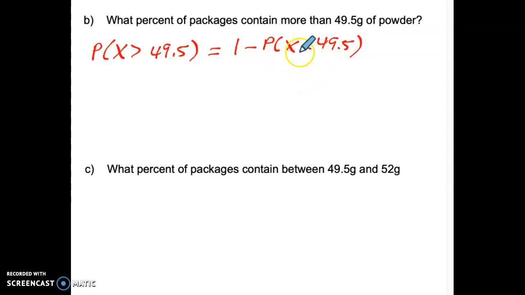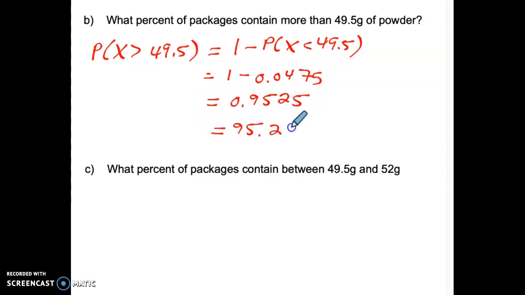Okay, and we're not going to put equal signs because the actual chance of it being exactly equal is really minuscule. So greater than or equal to, we're going to essentially ignore. Now in part A, we already calculated the probability of x being less than 49.5 grams. So I can just plug that in, and I get 0.9525, which is 95.25%. So a really, really high chance of there being more than 49.5 grams of powder.